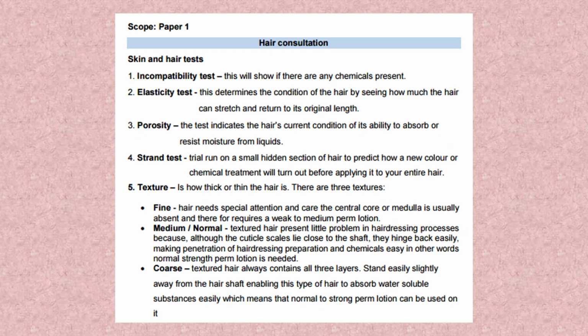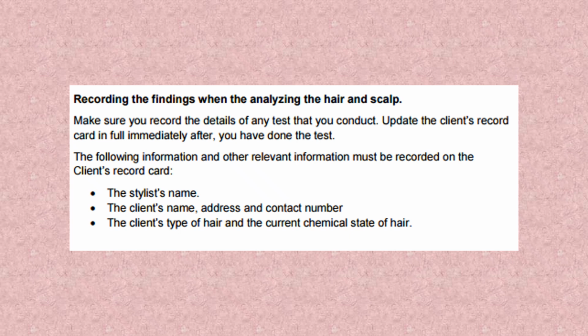And coarse textured hair always contains all 3 layers. They stand easily, slightly away from the hair shaft, enabling this type of hair to absorb water-soluble substances easily, which means that normal to strong perm lotion can be used on it.